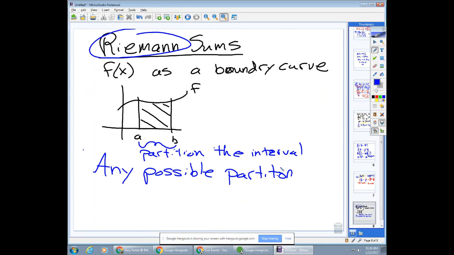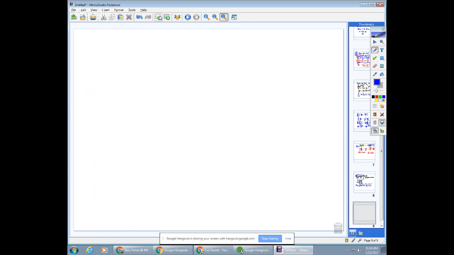Okay, any possible partition. So we were making our partitions so that they were always the same width for the subintervals, but it doesn't have to be that way. Why not? Well, here's an example of why not. Suppose we had a function that looked like that, and A was over here and B was over there.